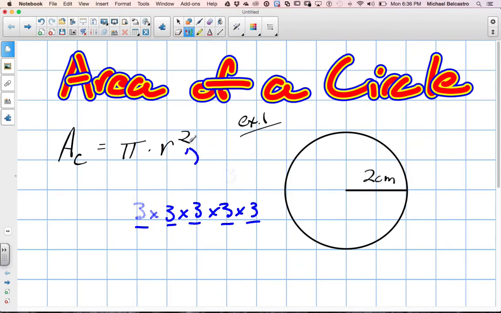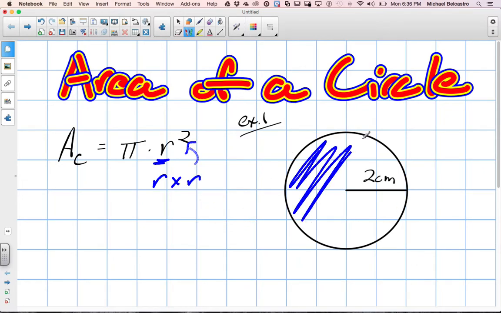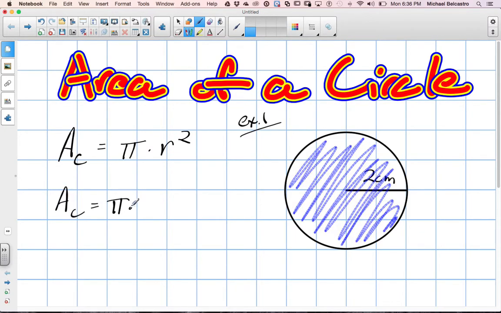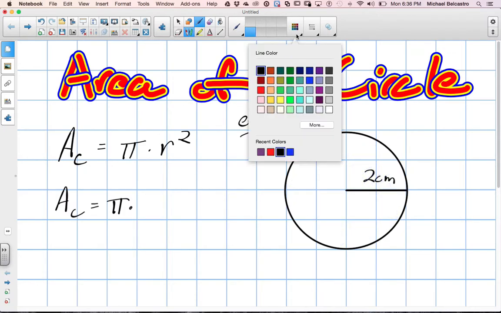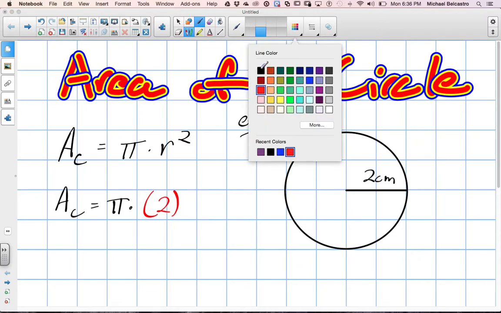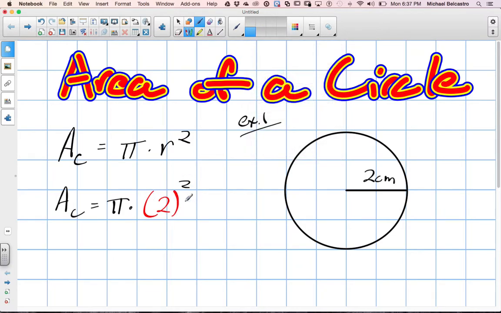So because this is to the power of 2, whatever the radius is, we do the radius times the radius. Okay? So we're going to use the information in this circle to figure out what the area is. And the area is how much space this circle essentially takes up. So we have area of the circle is equal to pi times, what was the radius of this circle? 2 centimeters. That's right. So we're going to replace r with the number 2, okay? And then it's going to be squared. So let's do everything we can do without a calculator to start. 2 squared means 2 times 2. So what will 2 times 2 equal? 4. Good. So we have pi times 4.